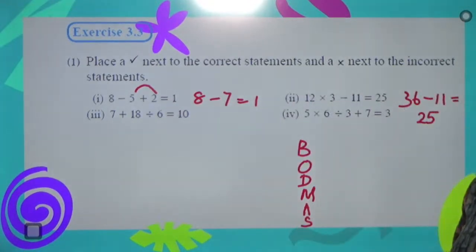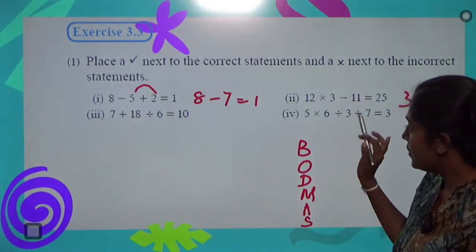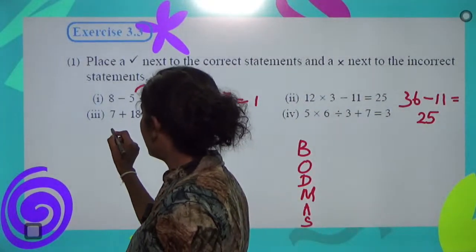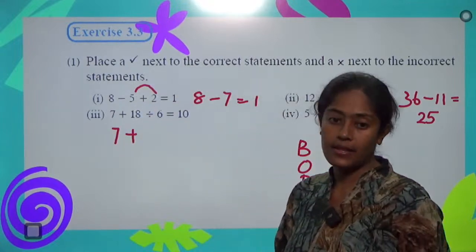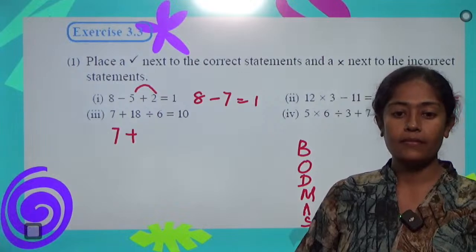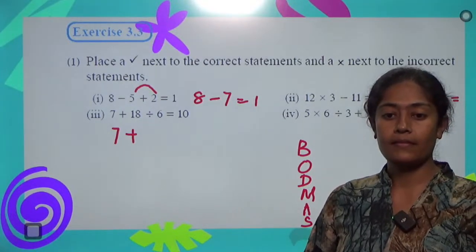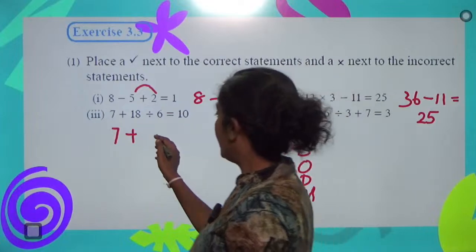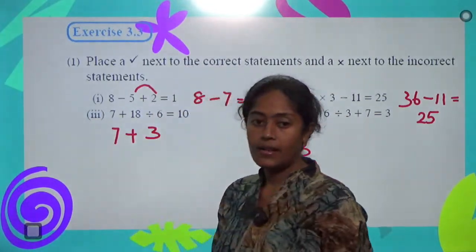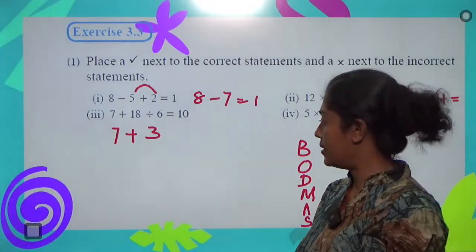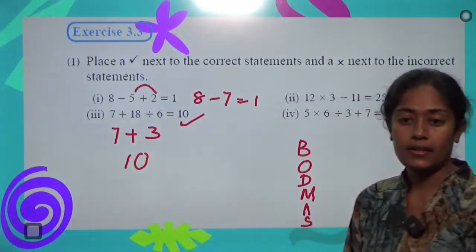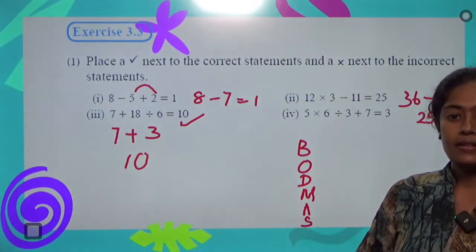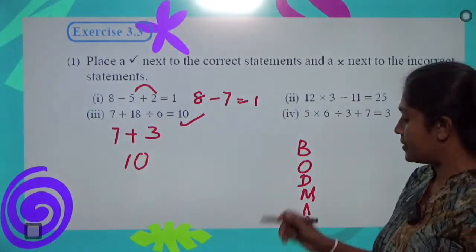So first, what do we have to simplify? We have to do the division part. So I'll write 7, then addition. So 18 divided by 6. What is the answer? 3. Then 7 plus 3, the answer is 10. Then this statement is also correct, right? Now okay, we'll see the last one then.